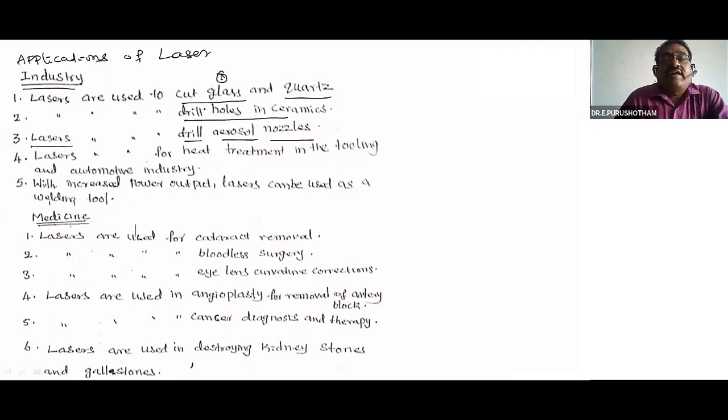Lasers are used to cut the glass. Lasers are used to cut the quartz. So second one, lasers are used to drill holes in ceramics. Lasers are used to drill aerosol nozzles. Lasers are also used in heat treatment in the tooling industry or automotive industry. Fifth one, lasers are used in welding tools.